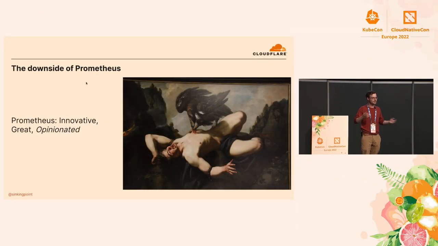But if we're being honest, Prometheus makes a few assumptions. It has a bit of a downside, right? And apologies for the image. It's really hard to find safe for work old Greek art. I don't know why. But Prometheus has a dark side. It makes a few assumptions that are very innovative, at least for the time. And if we're being honest, they sort of force you into a particular architecture.